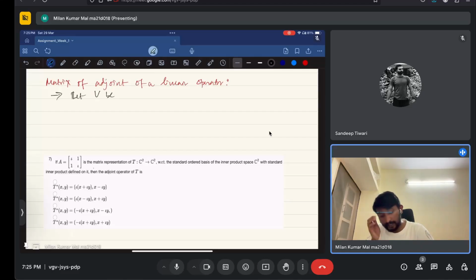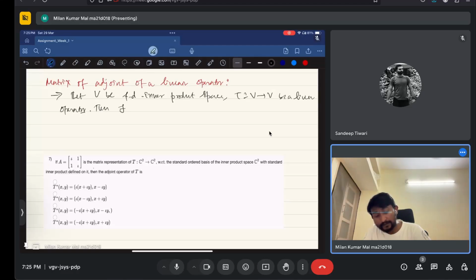let V be a finite dimensional inner product space. Inner product space is required. And T from V to V be a linear operator, right? Then there exists a new linear operator, I am saying, a unique linear operator T star from V to V such that inner product of TV with W equals inner product of V with T star W.